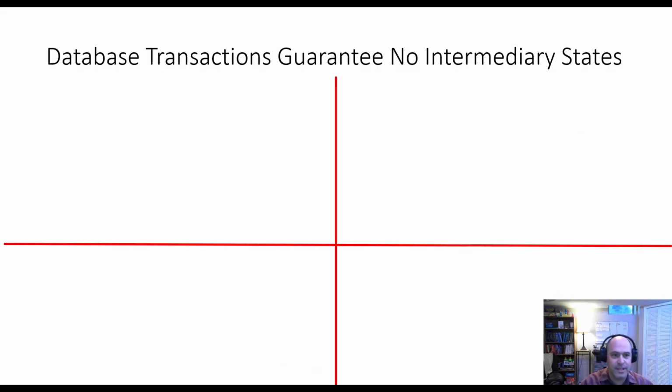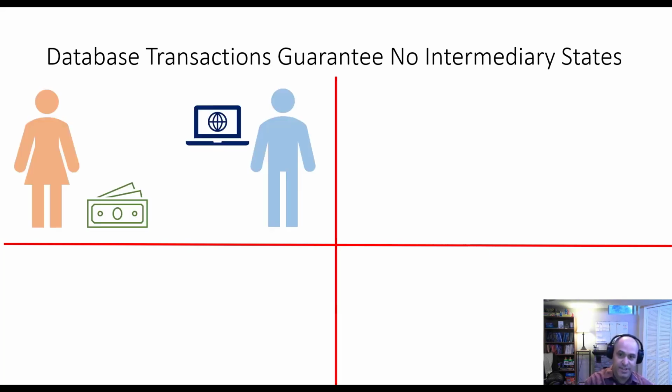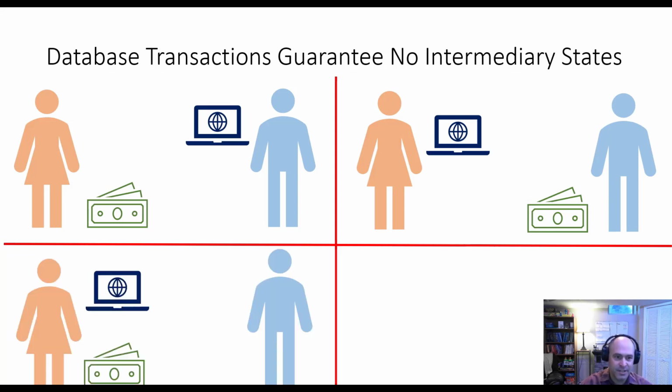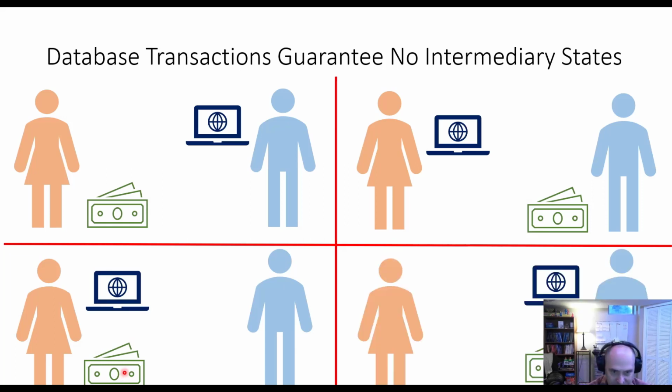So one thing that transactions do in databases, unlike real life, right? Because in real life, you could get your money taken and not get your laptop, right? So database transactions guarantee no intermediary states. That is, here's the before state, and then here's the after state. And so these states would be invalid: a state where this person took the laptop and kept the money, and the other situation where the person gave the money and didn't get the laptop. These two states at the bottom are guaranteed to not happen if the transaction is designed correctly in the database.